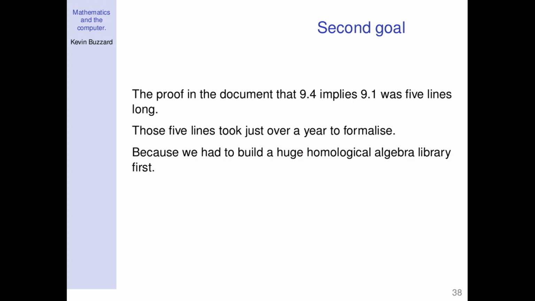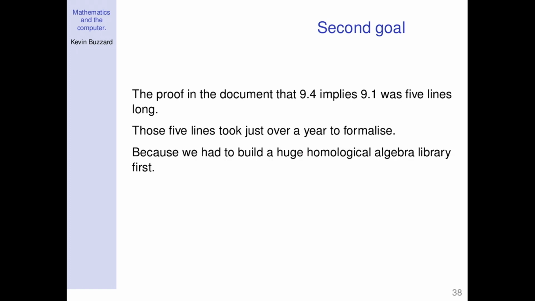And so finally to 9.4. The proof in the PDF document that 9.4 implied 9.1 was 5 lines long. We did 8 pages, and it took us 6 months. And now we've got these last 5 lines, and they took a year, because they just said, just apply the theory of derived functors, which just wasn't there. So we had to make a bunch of stuff first.